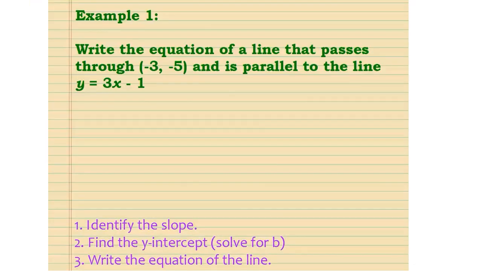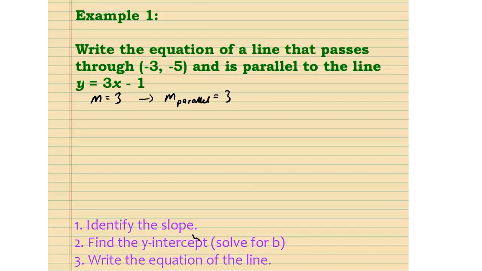Here is our first example. Write the equation of a line that passes through (-3, -5) and is parallel to the line y is equal to 3x minus 1. First, identify the slope. The slope on this one is going to be 3. Now, let's also find the slope of the parallel line. The slope of the parallel line is 3 again, because slopes of parallel lines are the same. They have the same slope.